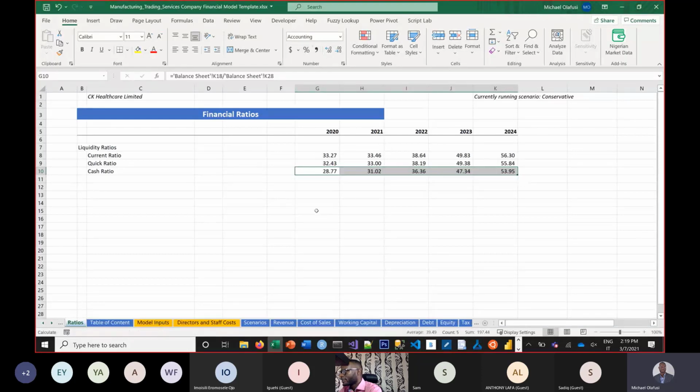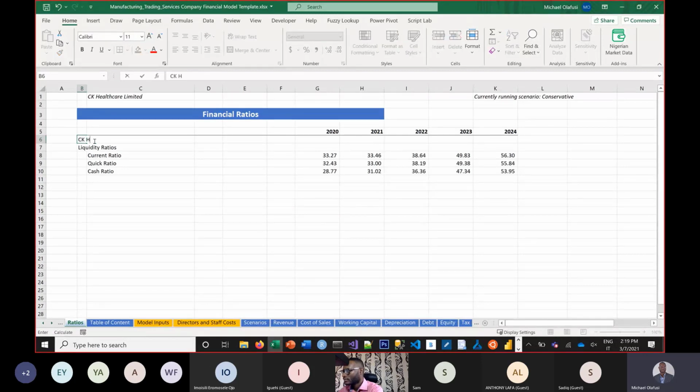So let us bring this home to a much more realistic setting. This is for CK Healthcare Limited.